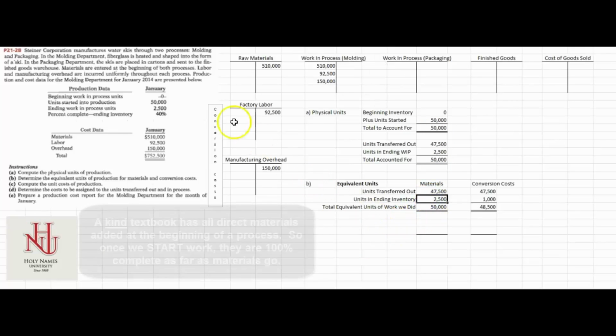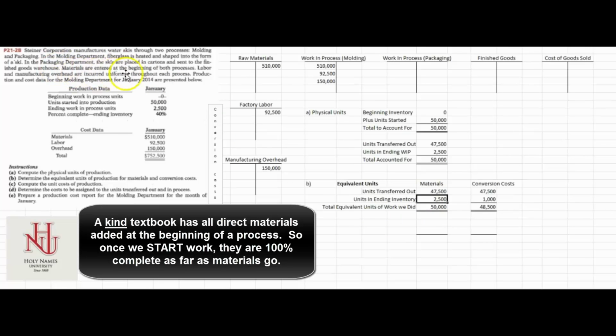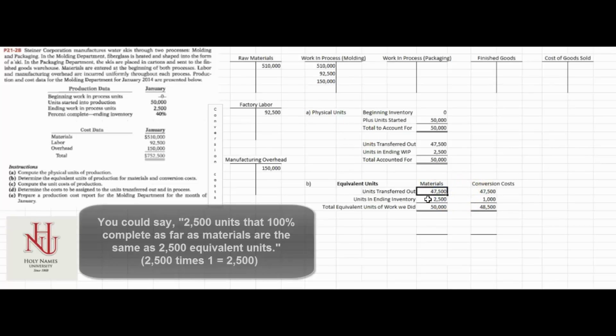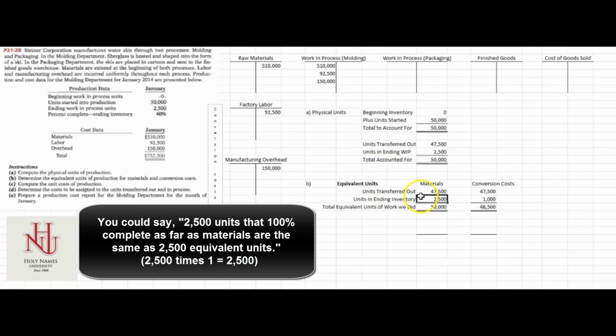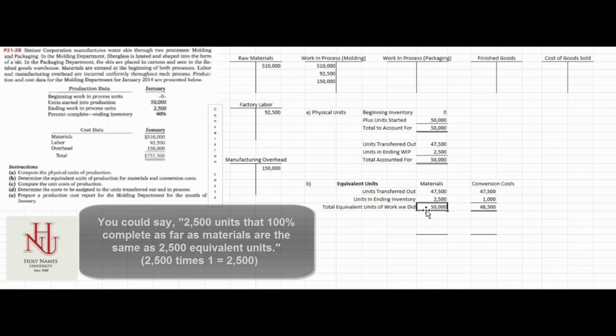Units in ending inventory, it tells us materials are entered at the beginning. So once we add the materials, there are no more materials to add. Hence, they are 100% complete as far as materials go. 47,500 transferred out, plus 2,500 units left in inventory that are 100% complete, means that we did 50,000 units worth of work as far as materials go.